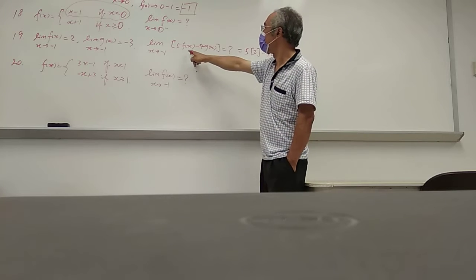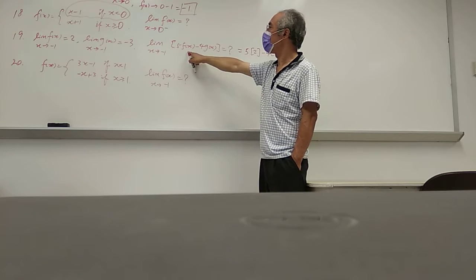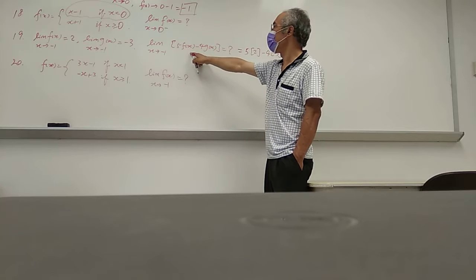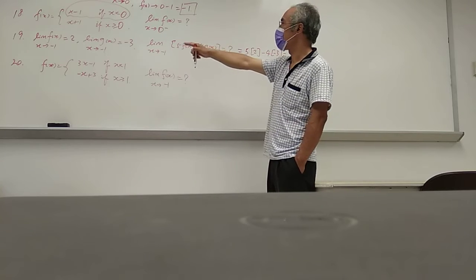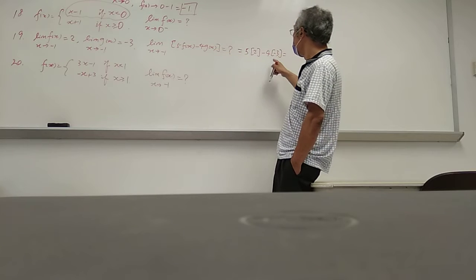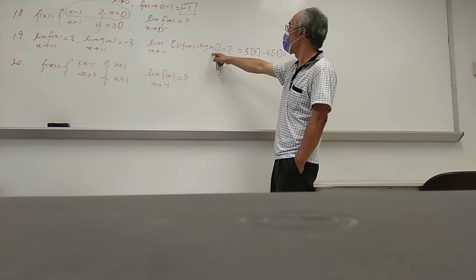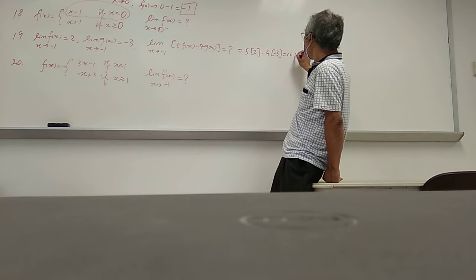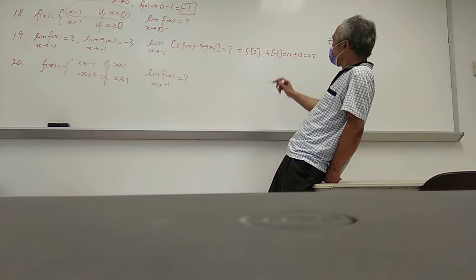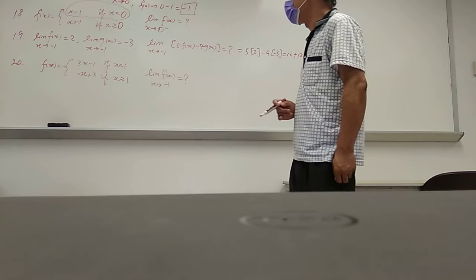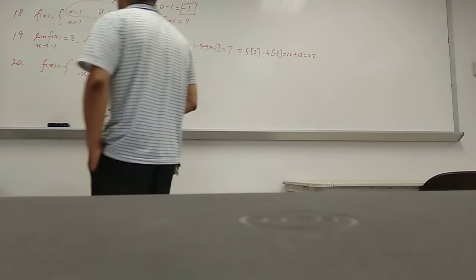Okay, so the limit of f is 2 as x approaches negative 1, so plug in 2 in here. And the limit of g as x approaches negative 1 is negative 3, so you plug in negative 3 here. So you get 10 plus 12. So that's 22. All right. So that's the answer.